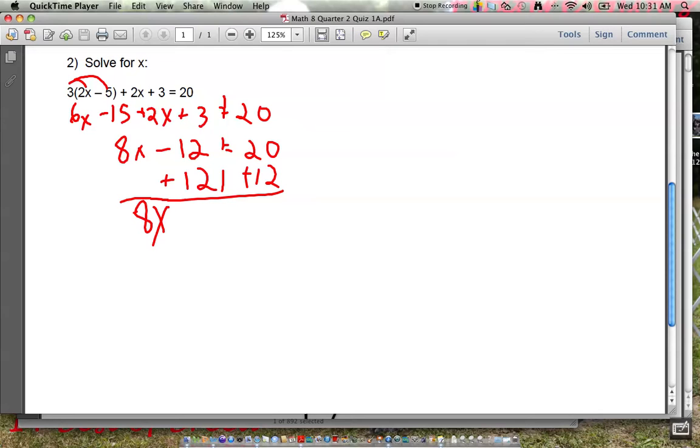If I just gave them to you so they look like this: 8x is 32. Divide by 8. X is 4. So that's what my equation should look like.